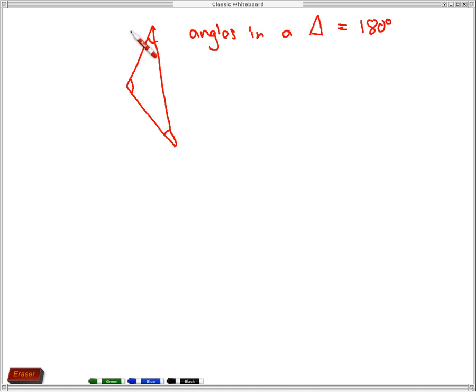So if this was, say, 50 degrees, and that's 30 degrees, then you can simply see that that one has to equal 100 degrees. That's a fundamental property of a triangle which you'll use again and again and again.